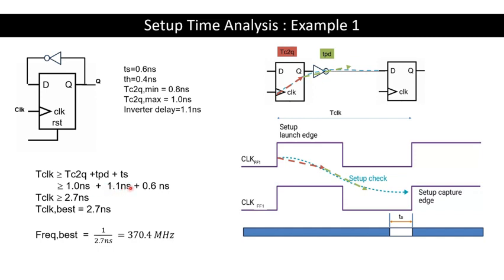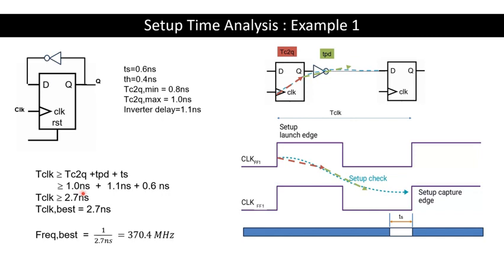Okay, and so 1 nanosecond, 1.1 nanosecond, and we should make sure that after considering the setup time, after we sum up these three elements, the TC to Q, TPD, and the setup time, the sum should be not more than the clock period. Because from this point to this point is the clock period. So the sum of 1 plus 1.1 plus 0.6 should not exceed the clock period.